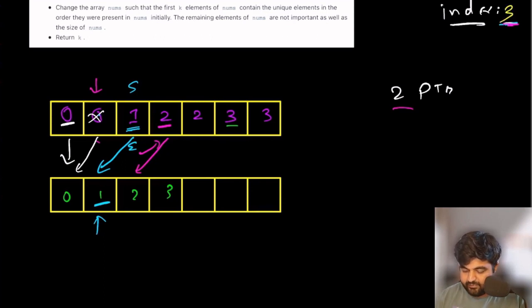Currently the scenario is that our starting and ending values both are at the same position. So currently the starting pointer is located over here, ending pointer is located over here. Now this ending pointer is going to go one step further. So currently ending pointer is at value number 2. Again, this value number 2 is the same as the previous value.